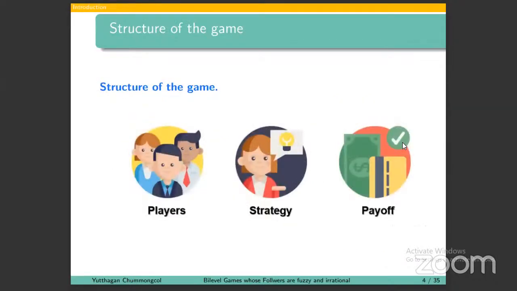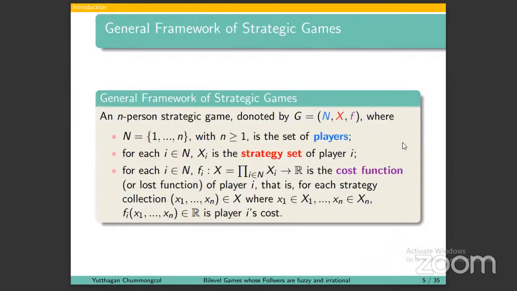This is the structure of a game. The structure of a game consists of players, strategies, and payoffs. Next, I will define the general framework of a strategic game by the set G. The set G consists of N, the players, X, the strategy sets, and F, the cost functions.